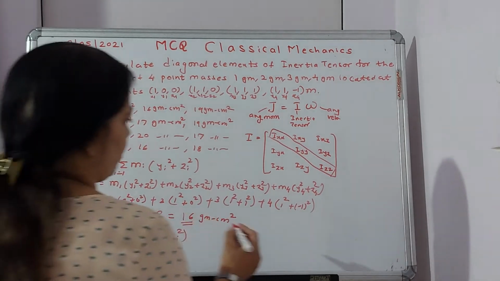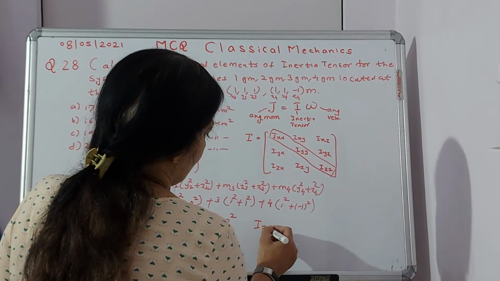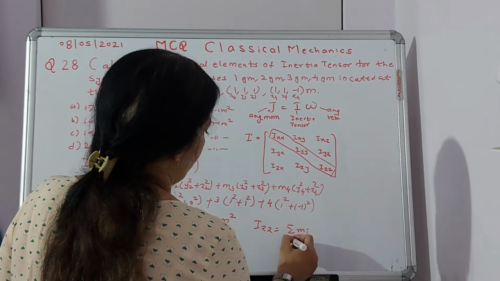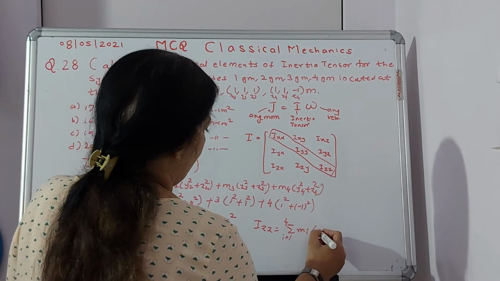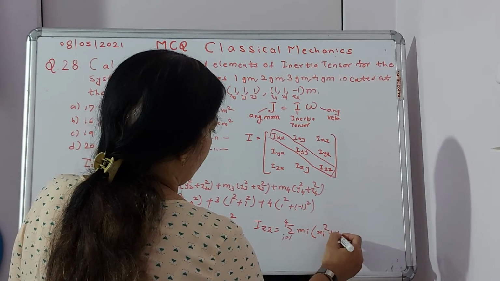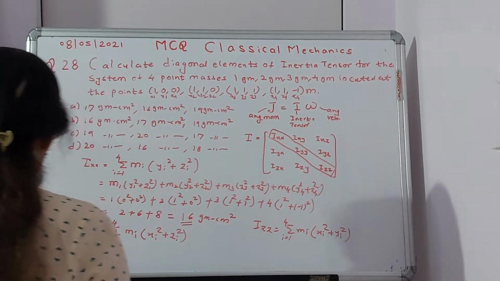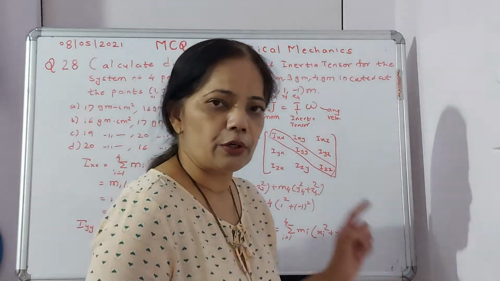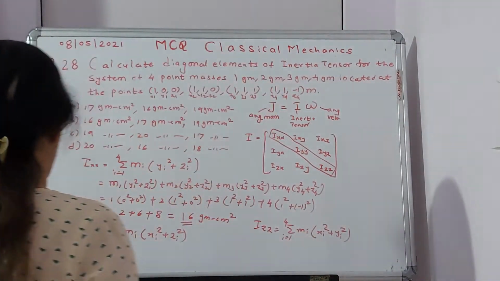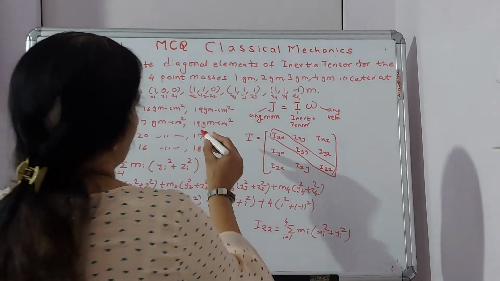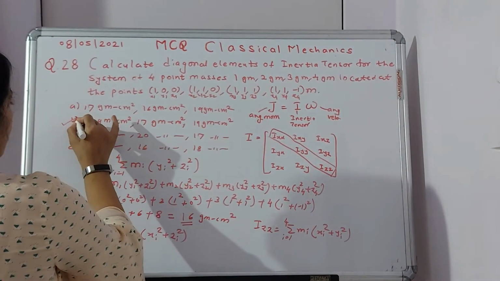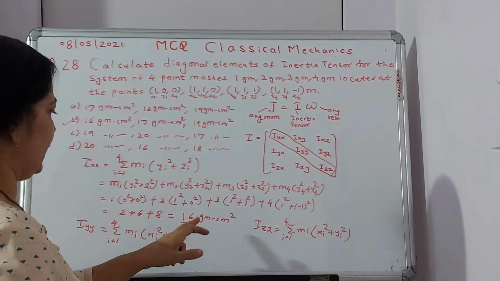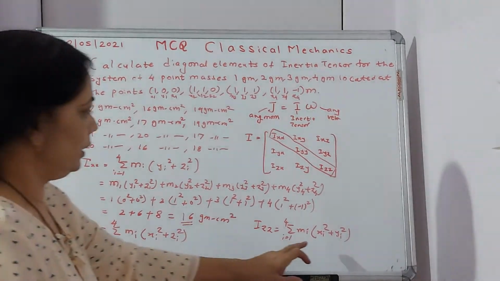Correct? And the same formula which is used for Izz, what is the formula? Summation i goes from 1 to 4 mi xi square plus yi square. Correct? For this same logic, m1 x1 square plus y1 square, and so on, and the answer should reach around 19 gram centimeter square. Therefore, the correct option is B. 16, 17, and 19. This is 16, this should come 17, this should come 19.